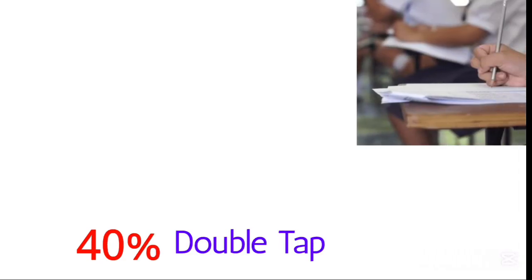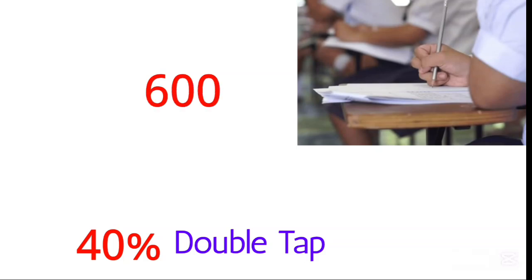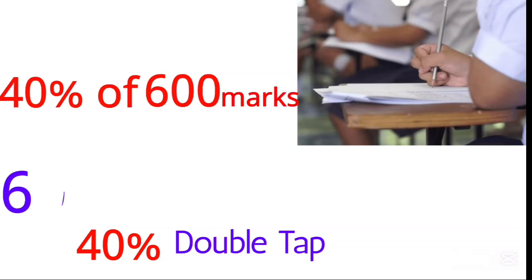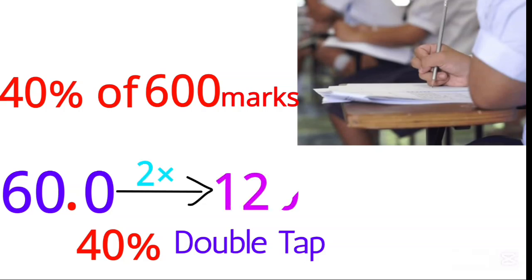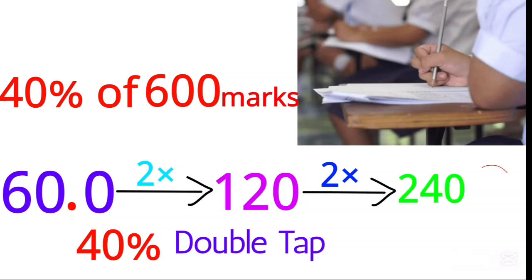Now, once you know the 20% trick, 40% is just a double tap. If a total exam score is 600, what's 40% of it? 10% is 60. Double it for 20%, which is 120. Double it again to get 40%. 240. In a competitive exam, you don't have time to multiply by 0.40.